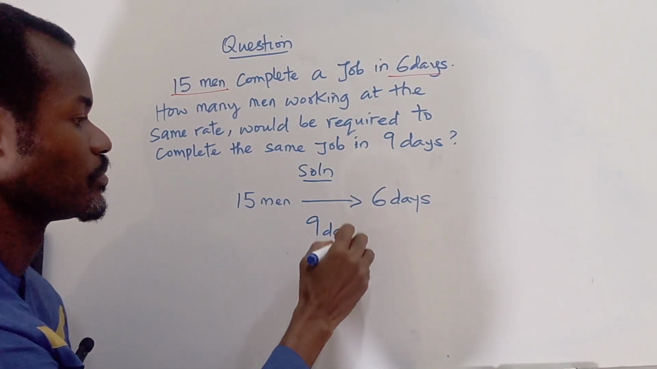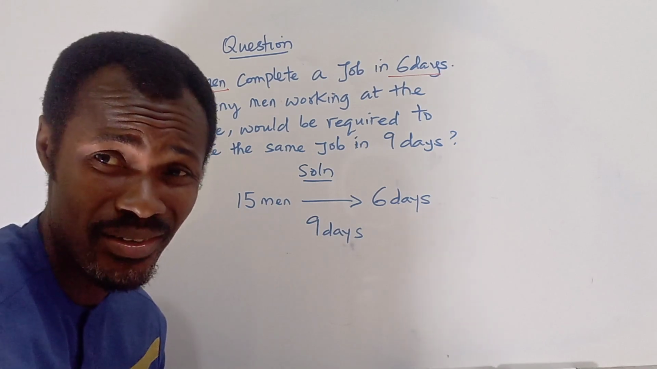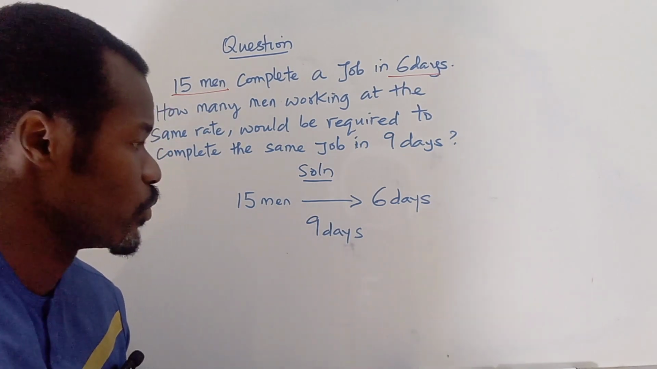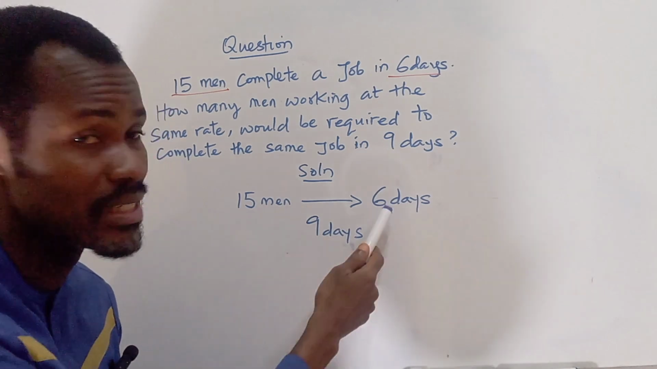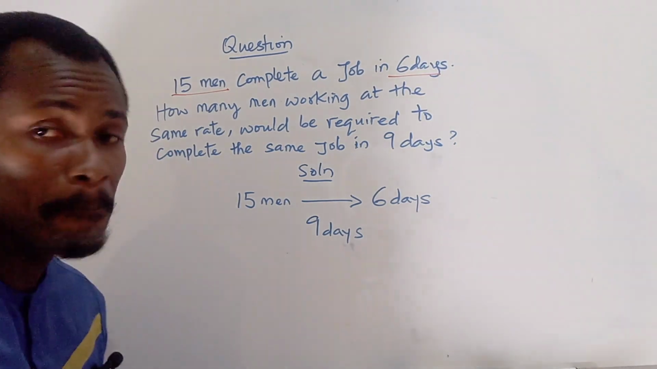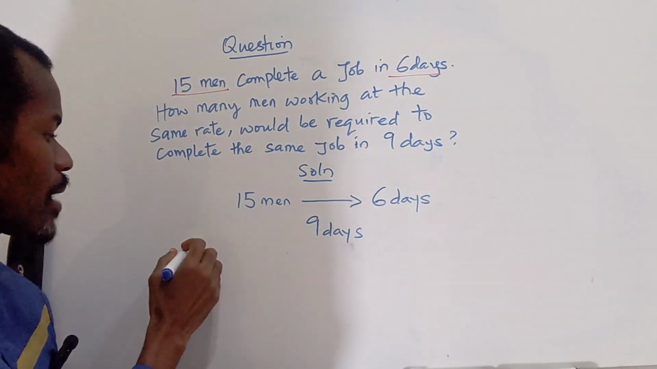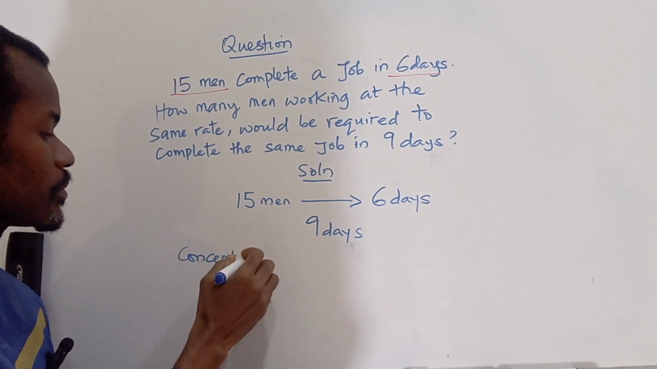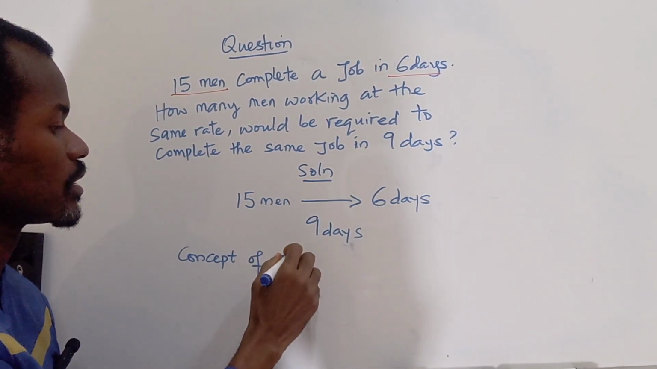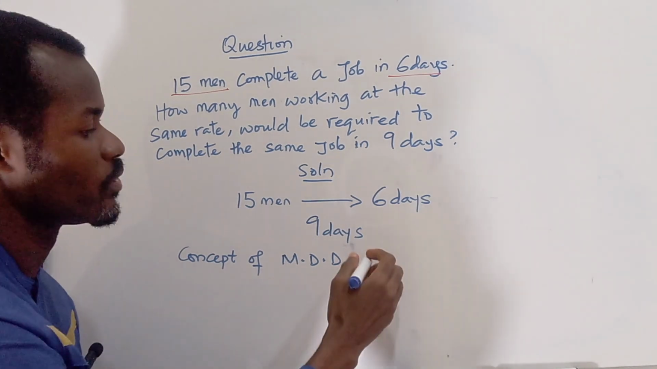Now, this one, I'm going to use a very easy concept. If you have watched our previous videos, we've worked on things like this. When you are given a quantity of men and you're dealing with days or time, it has to do with inverse proportion. But for ease and to solve this in one or two quick steps, I'm going to apply the concept of MDD. What do I mean by the concept of MDD?